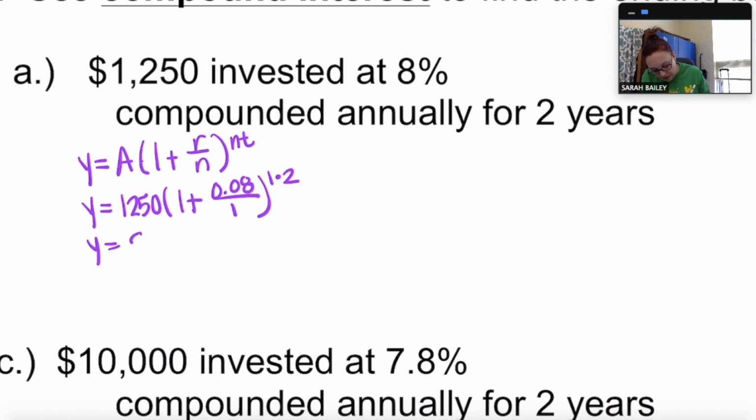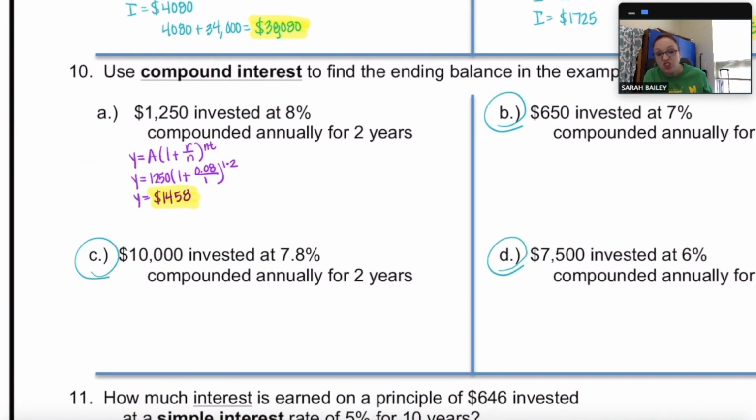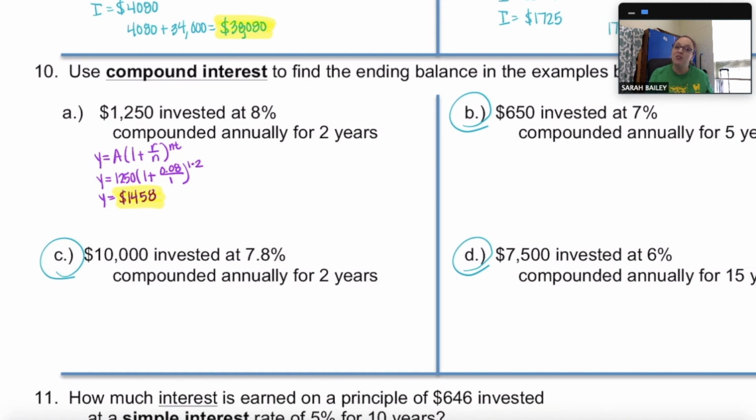So I get a dollar amount, and the final answer here is $1,458. If you end up with a decimal number, remember you're going to want to round to the nearest cent for these because we are talking about money. All right, so I want you to go ahead and finish number 10. So pause the video and complete those problems.